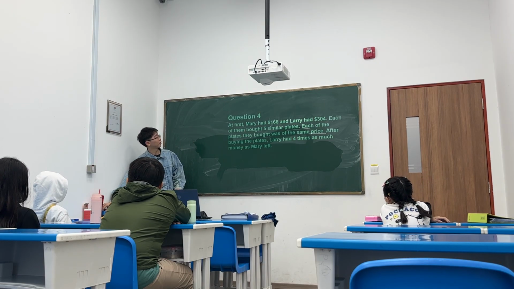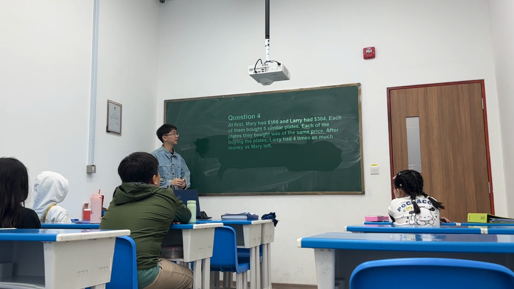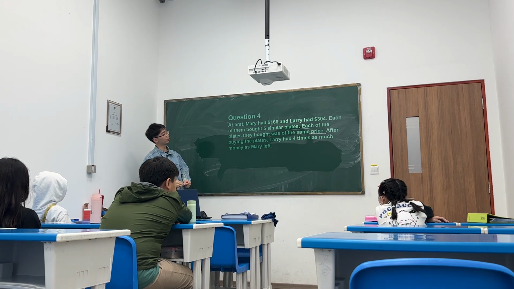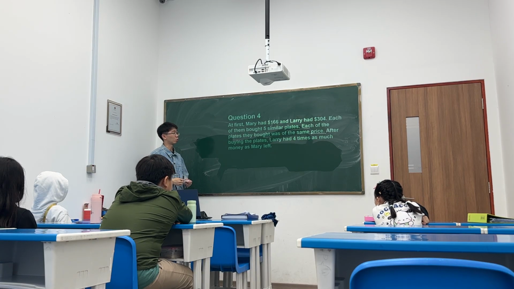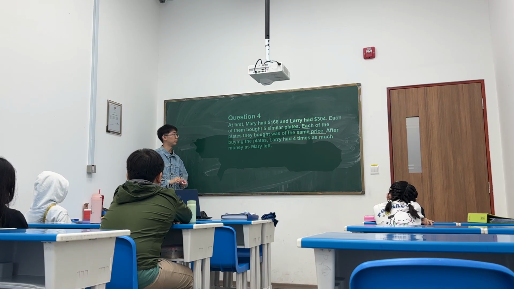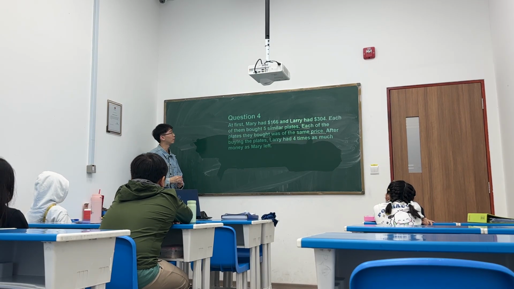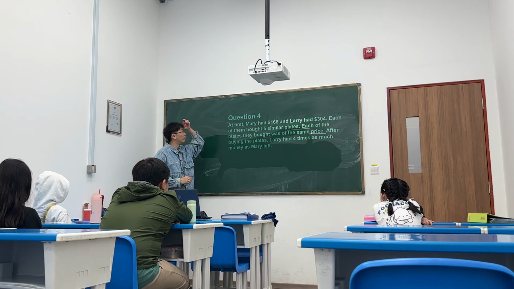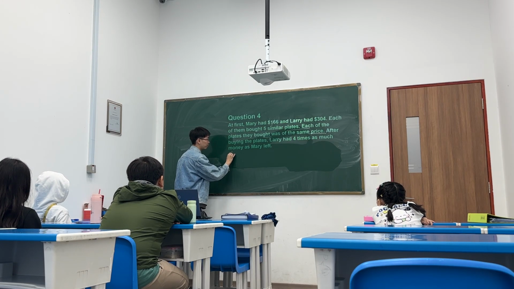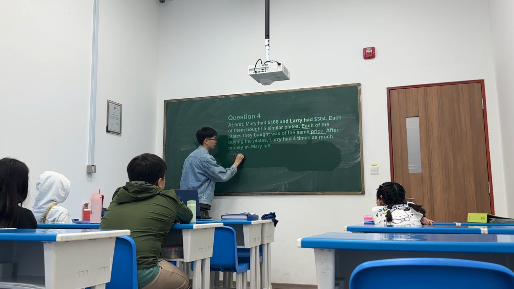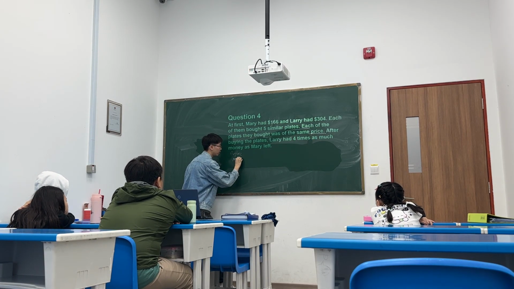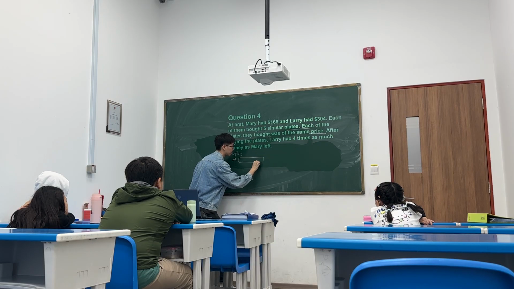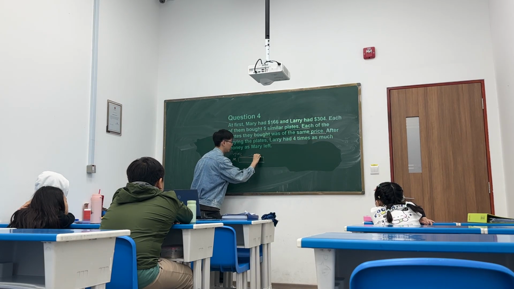Let's read this question together first. Now, Mary had $166 and Larry had $304. Each of them bought 5 similar plates, and each of the plates they bought was of the same price. After buying the plates, Larry had 4 times as much money as Mary had left. Okay, first of all, let me draw a before scenario here. So, before, we see that Mary has 166, right? So Mary will have $166. This total is 166.